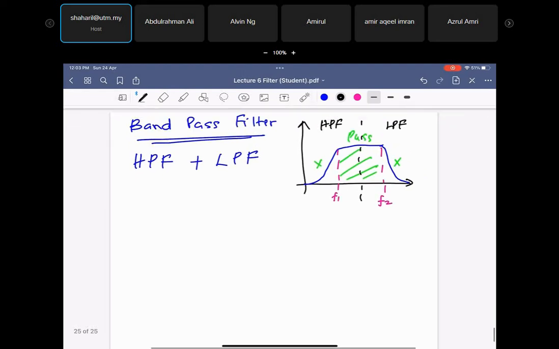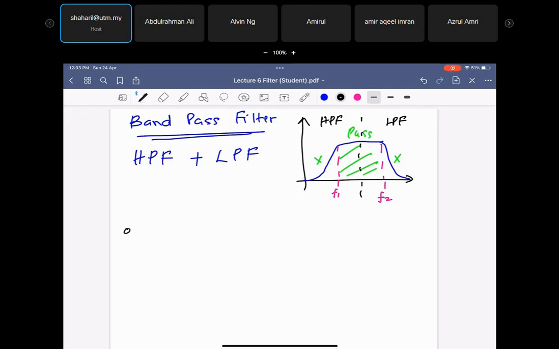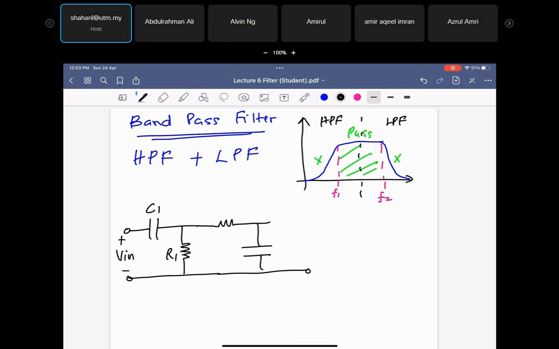So let's draw the circuit. A combination of high pass means the capacitor first, and then the output will be at the resistor. Let's say this one is C1, this one is R1, and this is the V in. Done, the high pass filter. Then the low pass filter outputs from the capacitor, so this is C2, this is R2, and then this one is VR.